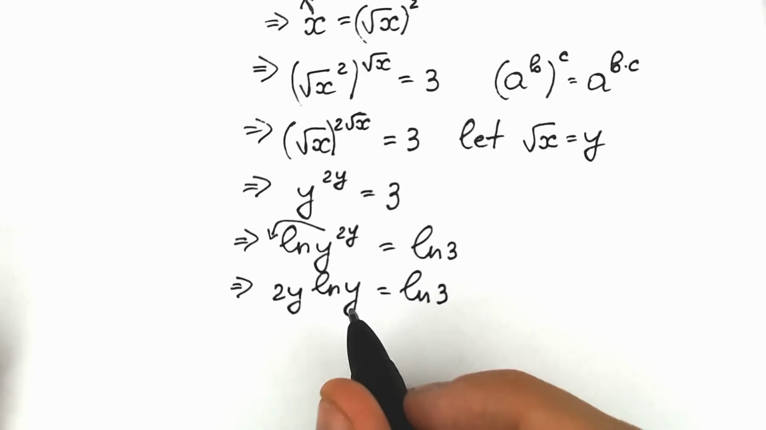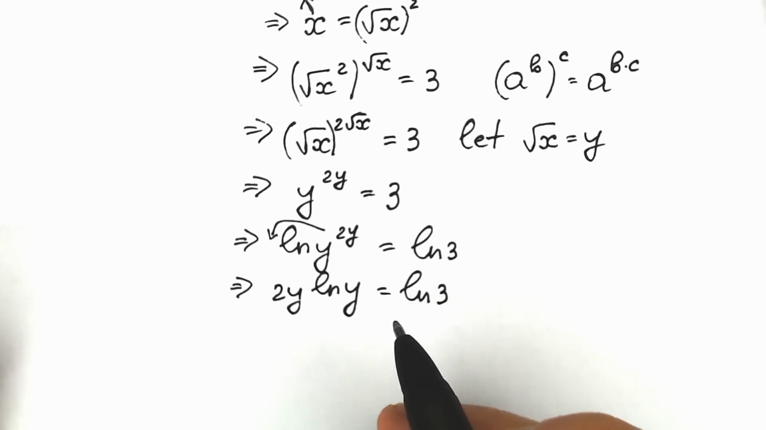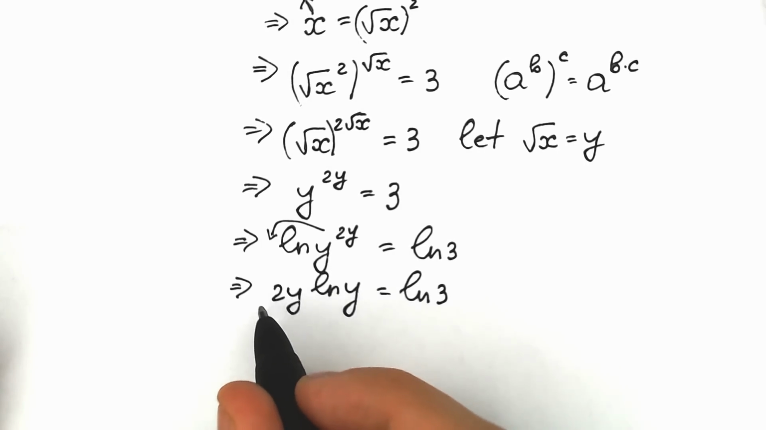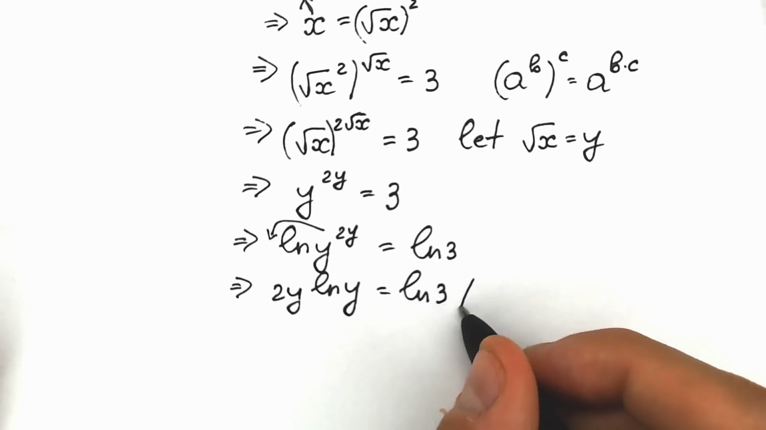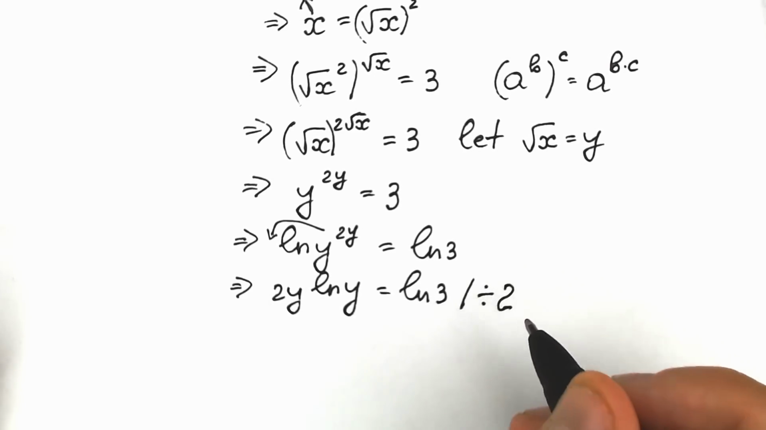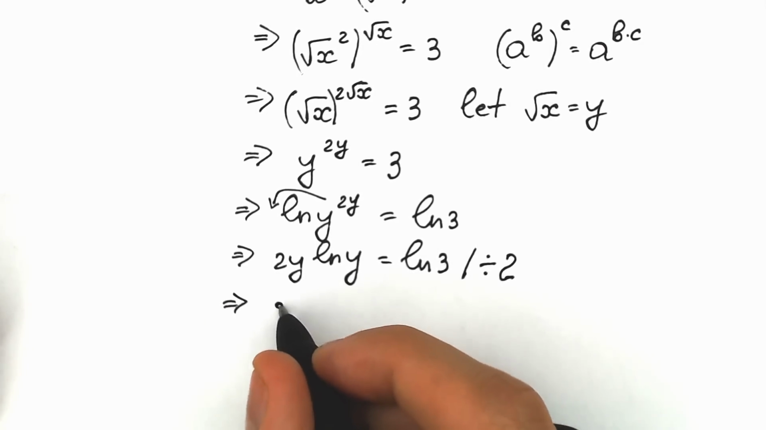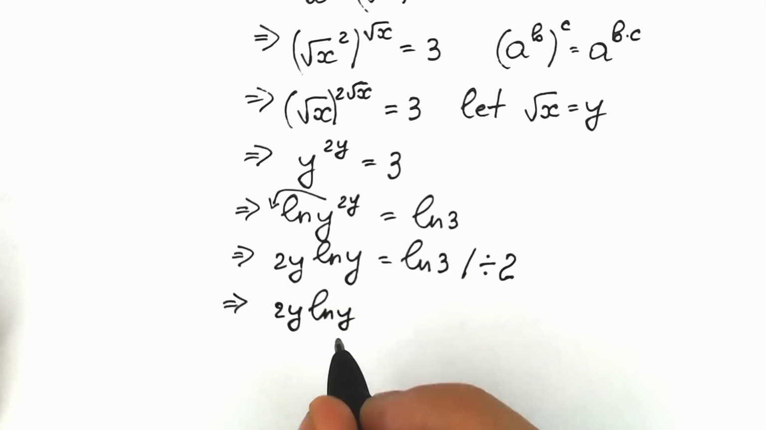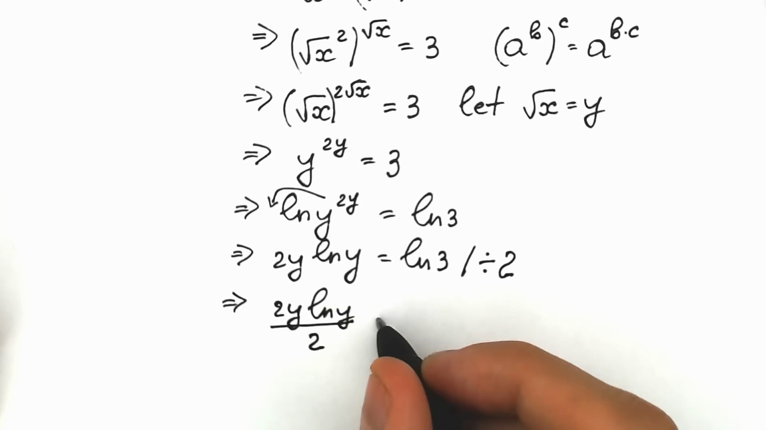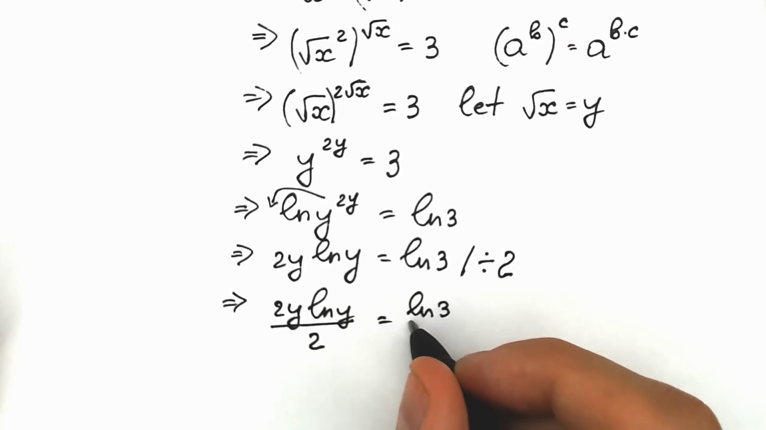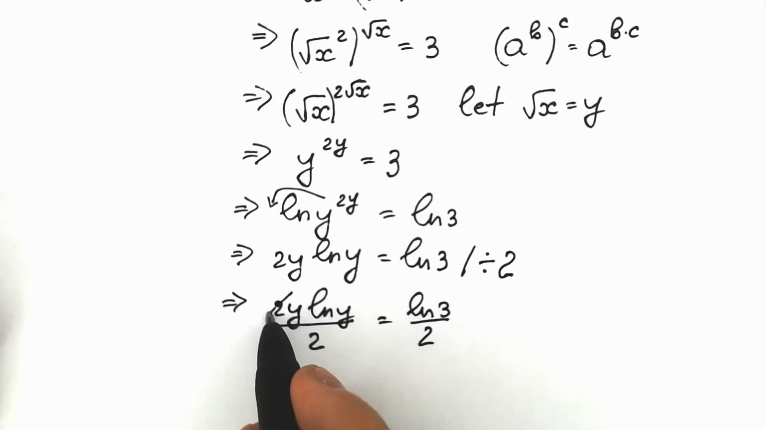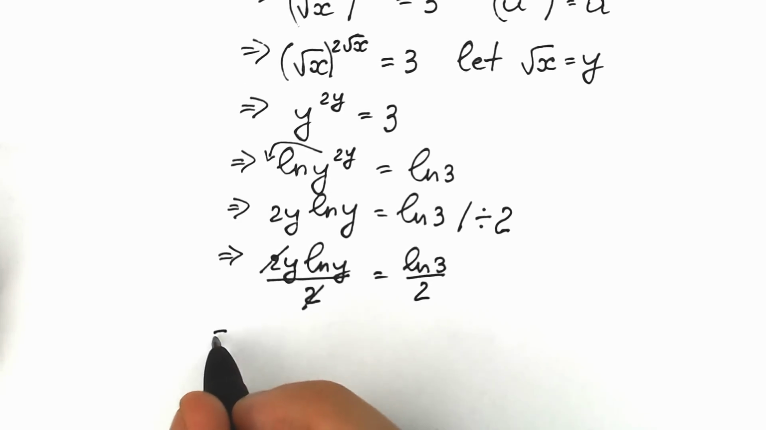So this is our expression right now. Let's try to group our variables on the left side and our constant on the right side. To do this, we need to divide both sides by 2. Right here we have a constant, so if we divide both sides by 2, it appears in our denominator. When we divide both sides by 2, we have a fraction on the left side: 2y times natural log y over 2 equal to natural log 3 over 2. As I told before, we're going to cancel these 2s. So as a result, our expression right now looks like that.